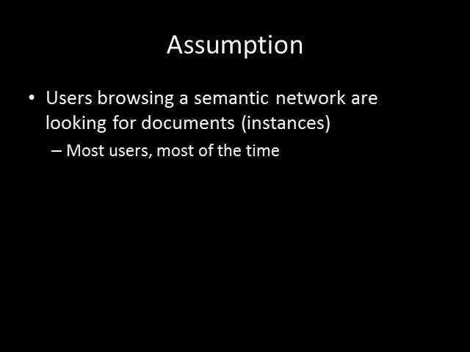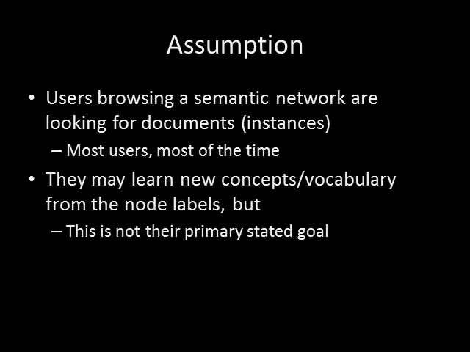So one of the assumptions I'm taking to begin with, and I'm saying this because I've gotten a challenge on this in the past, is that users browsing a semantic network, people looking for topics, are actually looking for documents. Most users, most of the time. Now, they may learn something along the way through the node labels, but this is not their primary stated goal. Some people don't agree, but if you don't, let me know. We can talk about that.